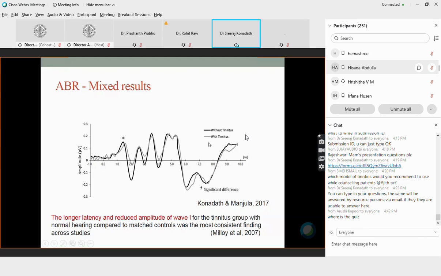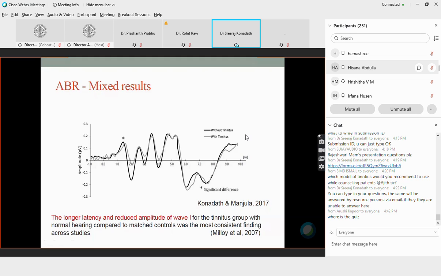This is with and without tinnitus, without peripheral hearing loss. You can see that there is slightly reduced amplitude in individuals with tinnitus compared to those without tinnitus. And the longer latencies and reduced amplitude of wave 1 is the general indicator.